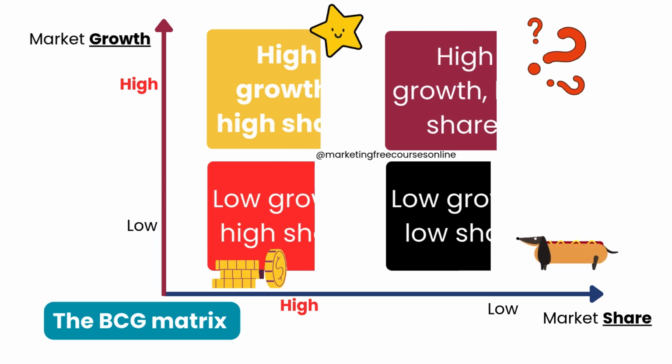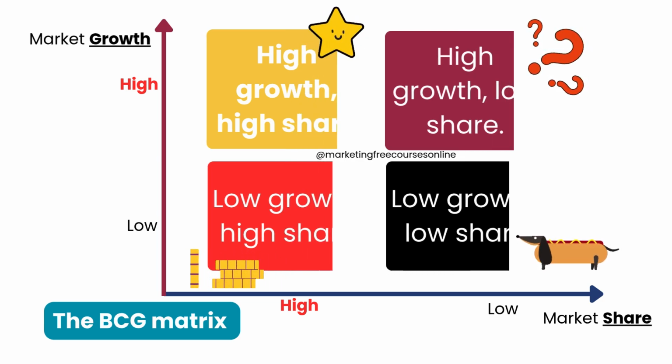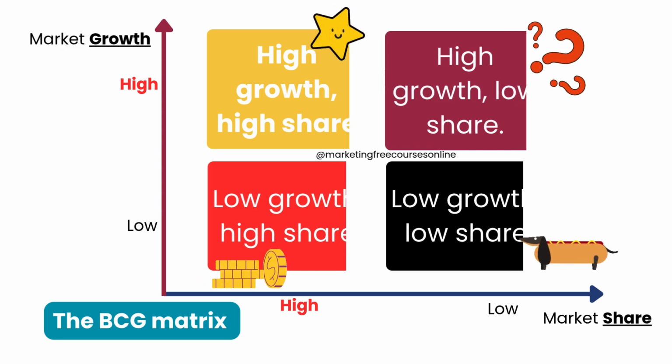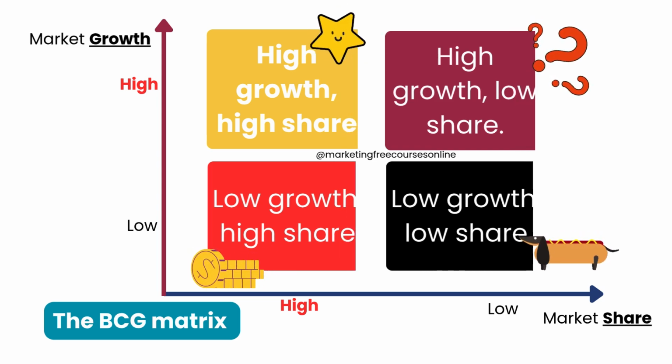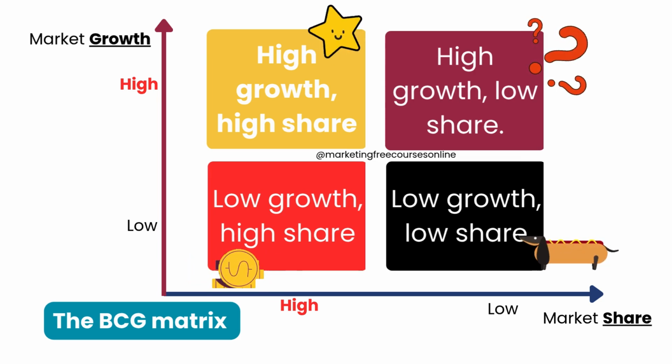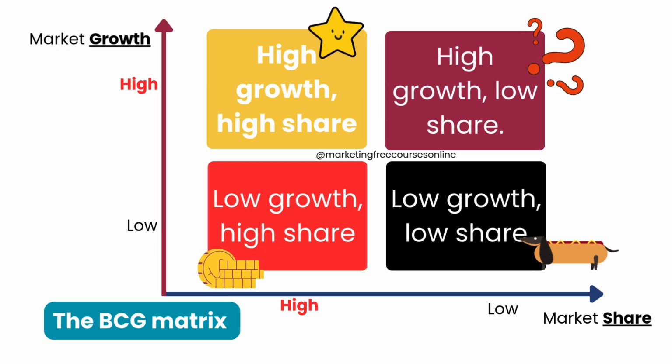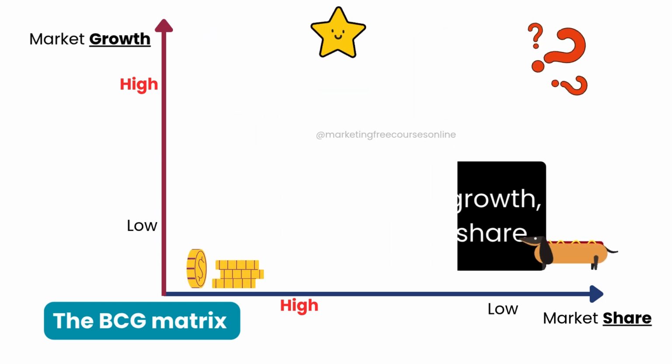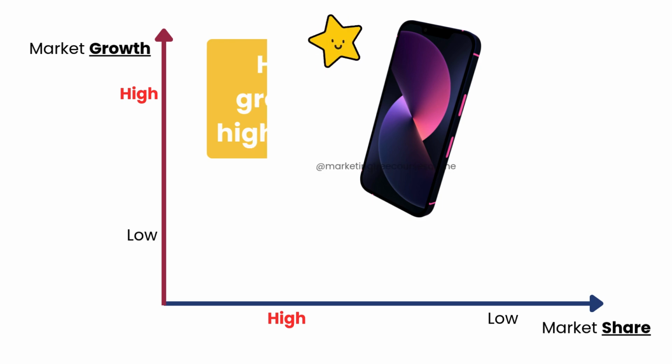Let's break it down. The BCG matrix sorts products into 4 types based on 2 things: market growth rate, how fast the market is growing, and relative market share, how strong the product is compared to competitors. Think of it like sorting your snacks into winners and losers. Here's the table.